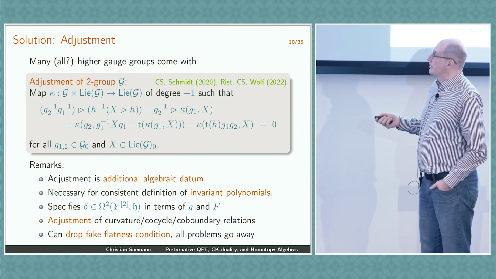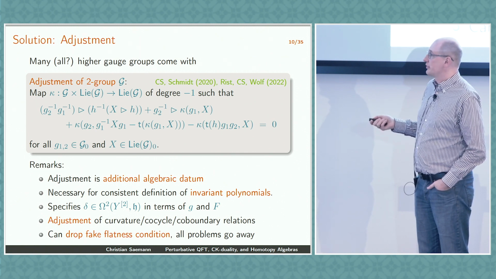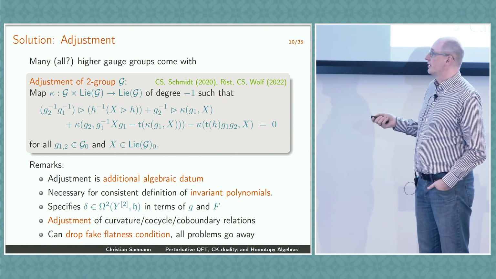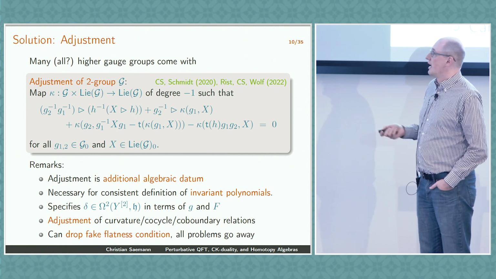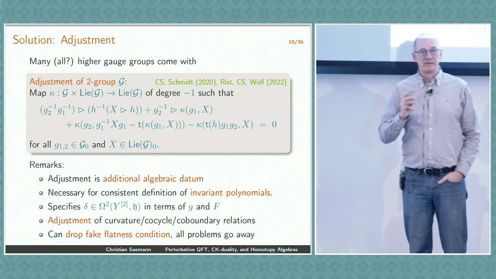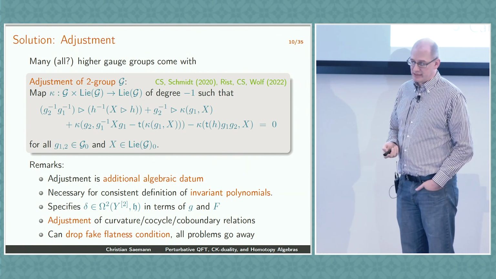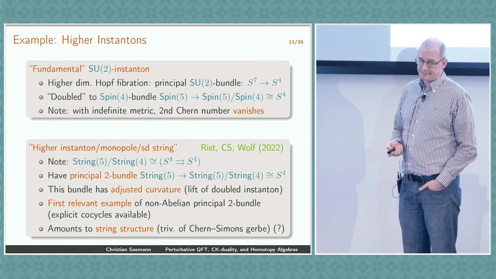So this is actually quite natural, and you get a modification of the curvature that induces a modification of the co-cycle and co-boundary relations automatically. And then this annoying fake flatness condition all drops. You can drop it, and it all goes away, and everything becomes nice. And you match a lot of expectations that you had from physics.